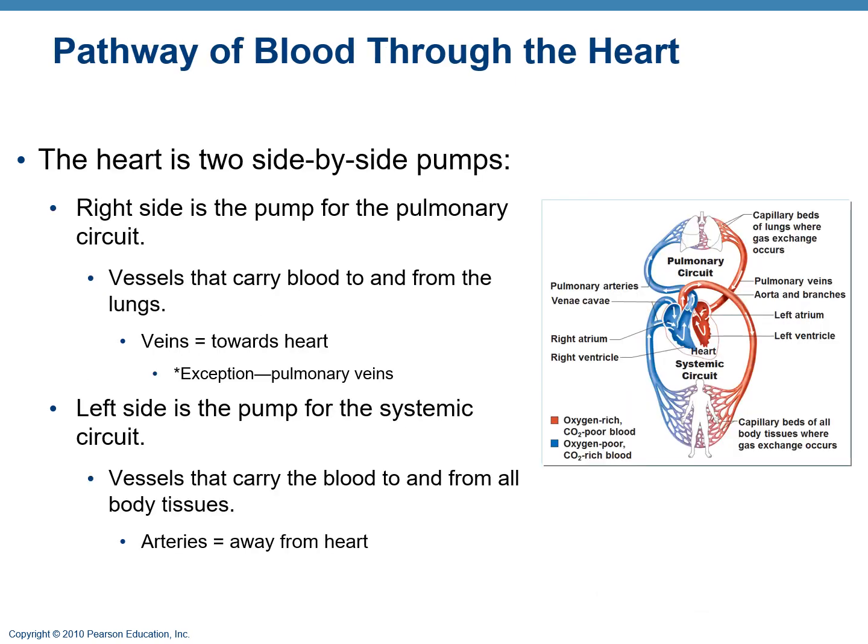The heart is basically two side-by-side pumps. The right side is the pump for what's known as the pulmonary circuit, meaning the vessels that carry blood to and from the lungs. The veins, like I said, go towards the heart, with the exception of the pulmonary veins. They do also return to the heart, but they're carrying oxygenated blood. The left side is the pump for what's known as the systemic circuit, and these are the vessels that carry the blood to and from all the rest of the body tissues. And again, artery, away from the heart.